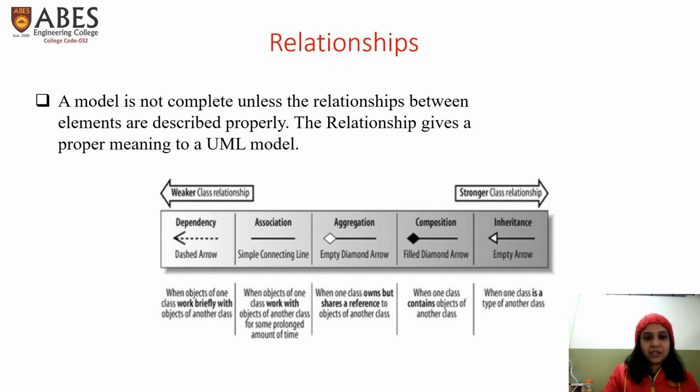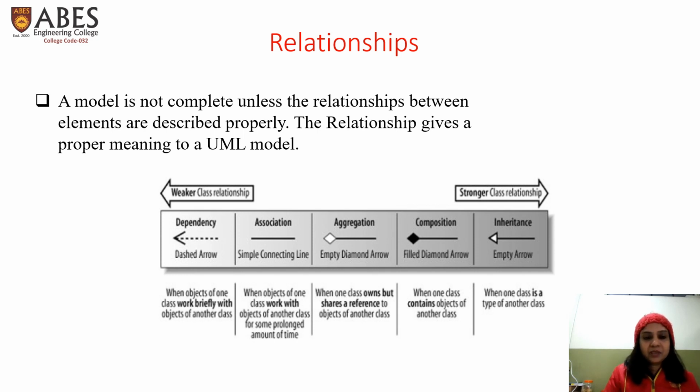The relationship gives a proper meaning to a UML model. There are various kinds of relationship. The first relationship is dependency. The second one is association. Third one is aggregation, the fourth one is composition, and fifth one is generalization. And we implement generalization with the help of inheritance in programming language. Dependency is basically a very weak kind of association, and a little bit stronger than dependency is association, then aggregation, and inheritance is the strongest form of relationship.